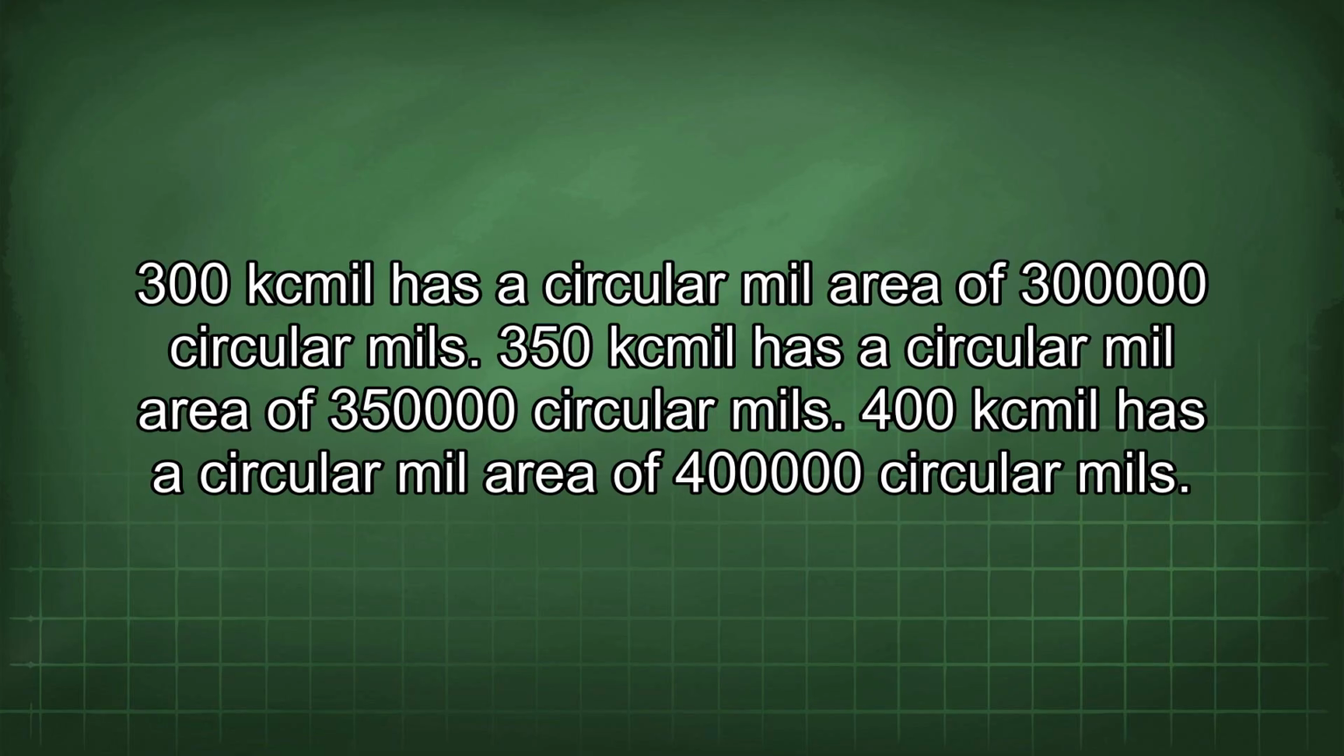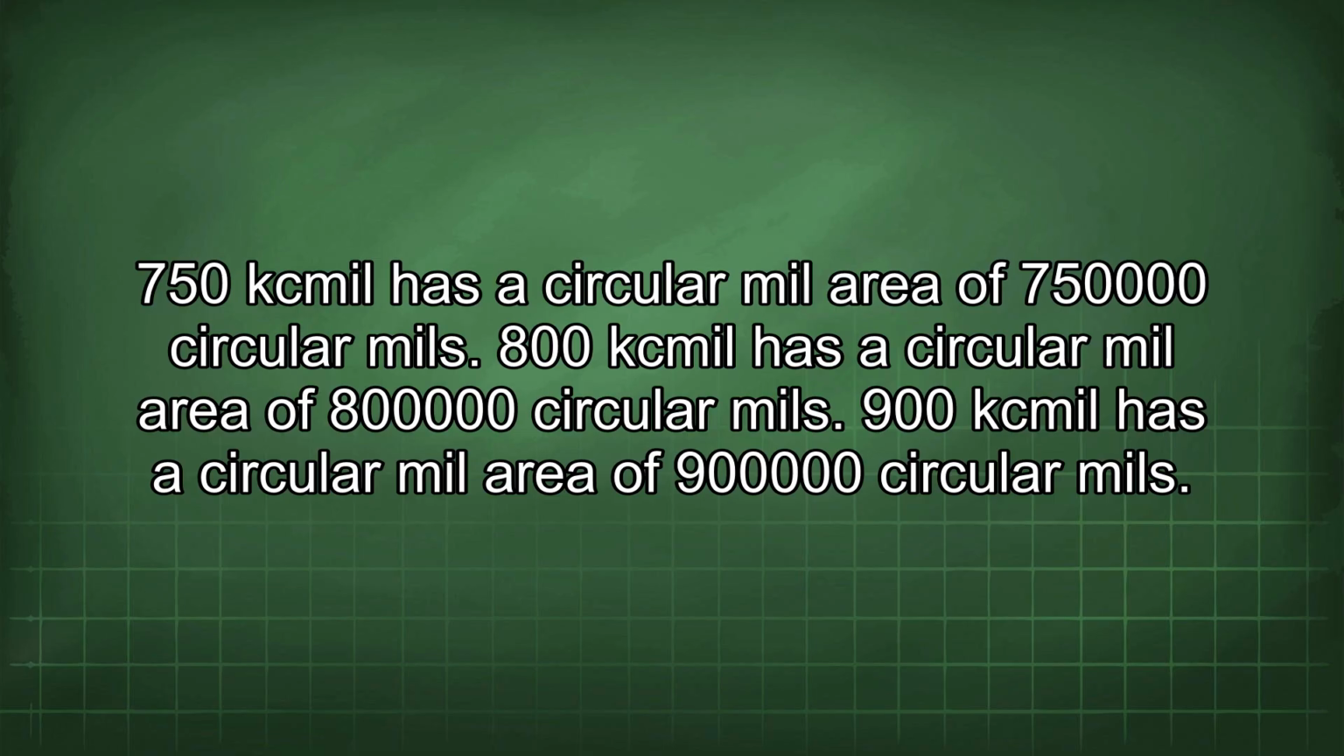300 kcmil has a circular mil area of 300,000 circular mils. 350 kcmil has a circular mil area of 350,000 circular mils. 400 kcmil has a circular mil area of 400,000 circular mils. 500 kcmil has a circular mil area of 500,000 circular mils. 600 kcmil has a circular mil area of 600,000 circular mils. 700 kcmil has a circular mil area of 700,000 circular mils.